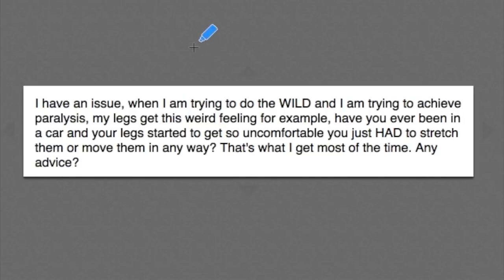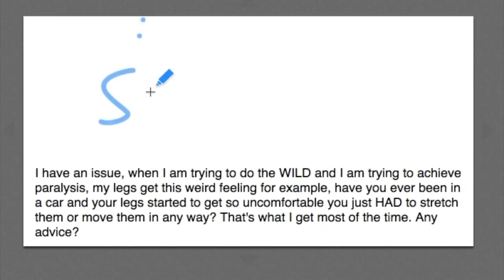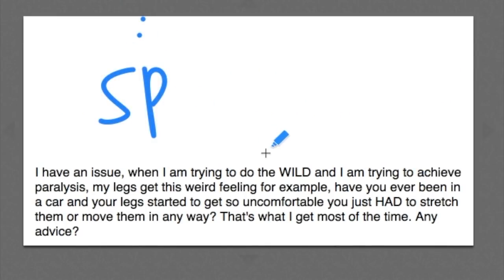Today's question is about sleep paralysis, and this question is actually one of the most common ones I get about this sort of topic. And it's this: I have an issue when I'm trying to do the wake-induced lucid dreaming technique. I'm trying to enter sleep paralysis, and my legs feel like they can't move. They feel so uncomfortable, and I just have to stretch them. And that sort of holds me back. Do you have any advice?